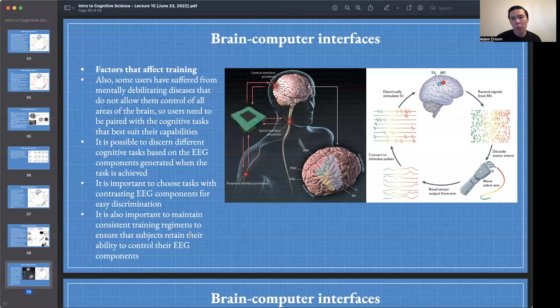So it's important to choose tasks with contrasting EEG components for easy discrimination by the BCI, and it's also important to maintain consistent training regimens to ensure that subjects retain their ability to control their EEG components, okay? So it's not just like we can do this once and we're done, right? We need to continuously practice and train to make sure that we retain control of our consistent EEG signal, okay? Sort of like when we sing, if you're an excellent singer, you probably have very consistent production of pitch, right? If I tell you to sing a C sharp, right?